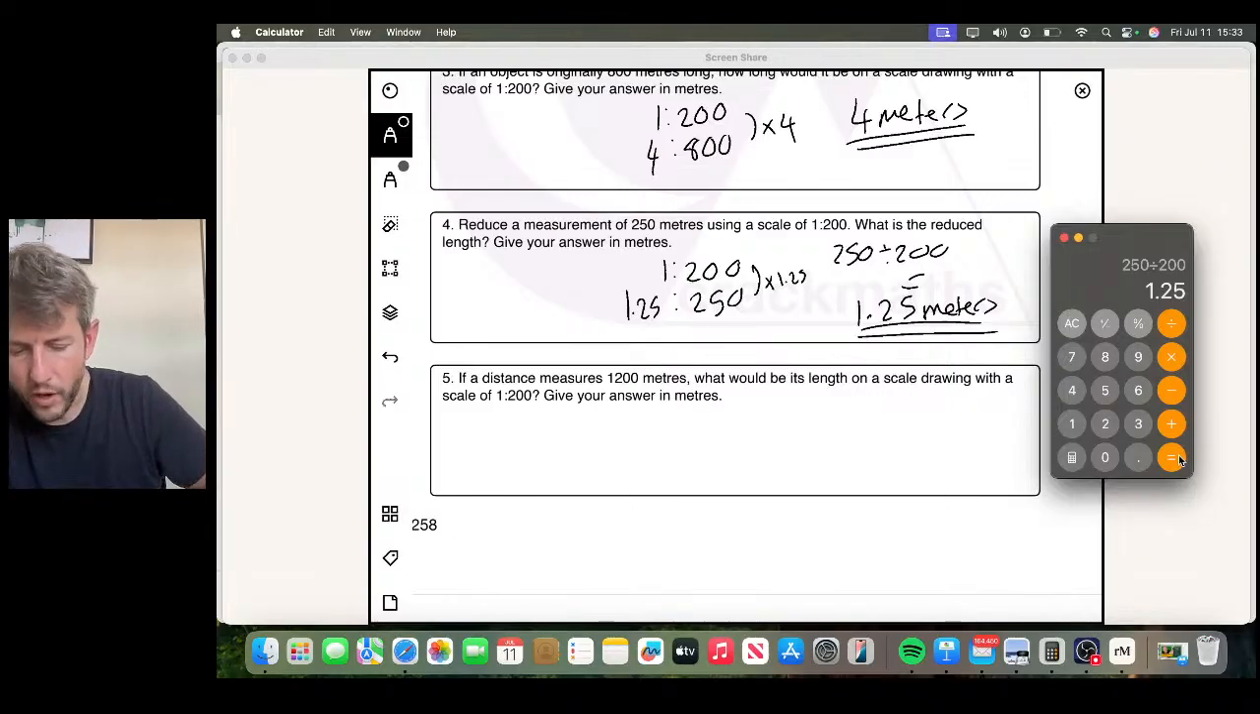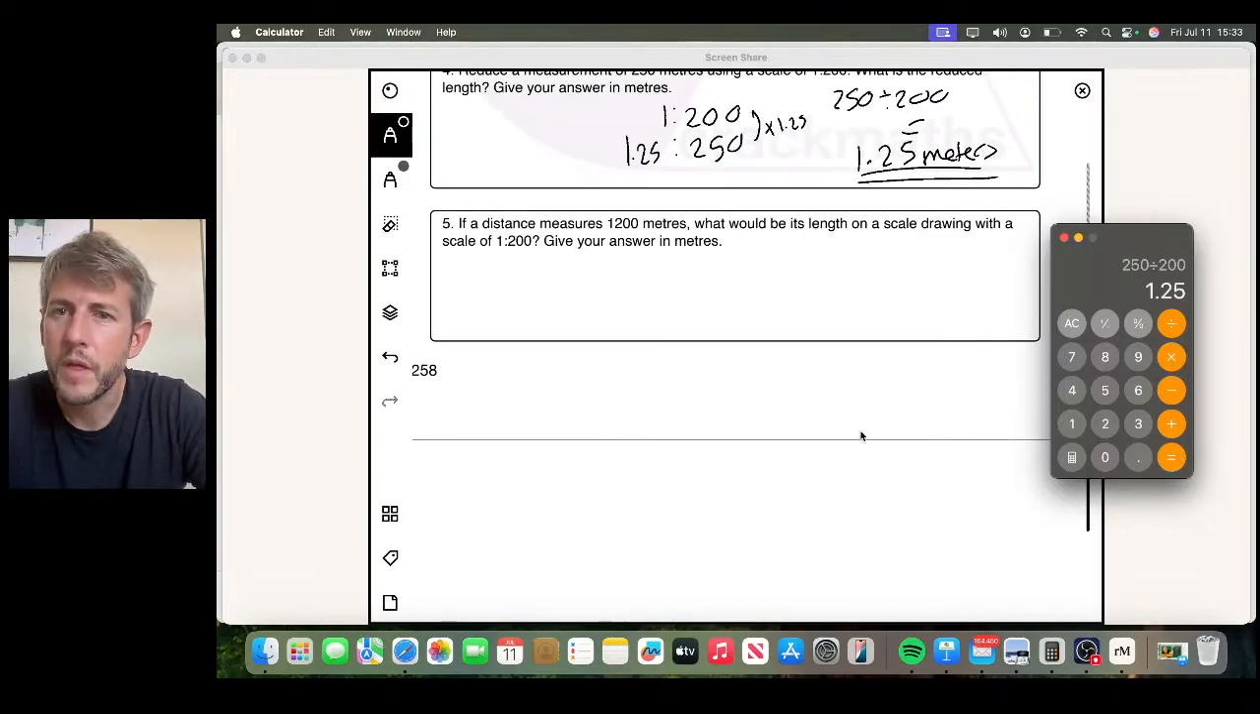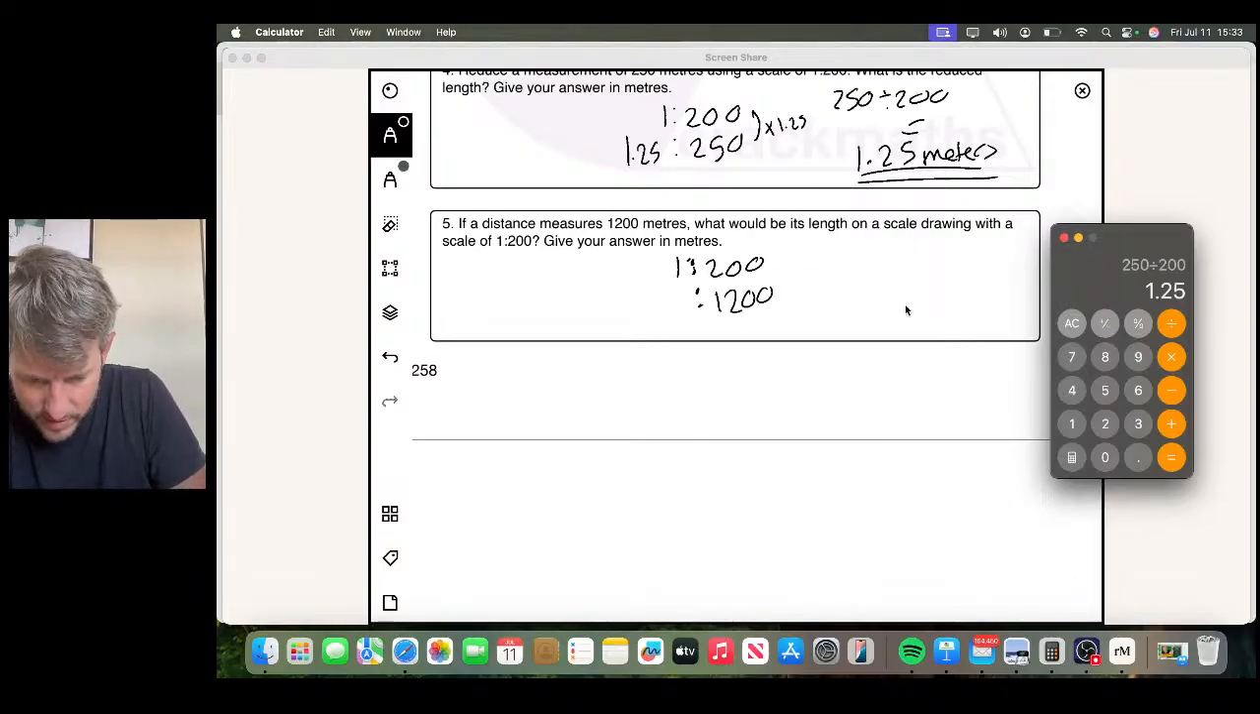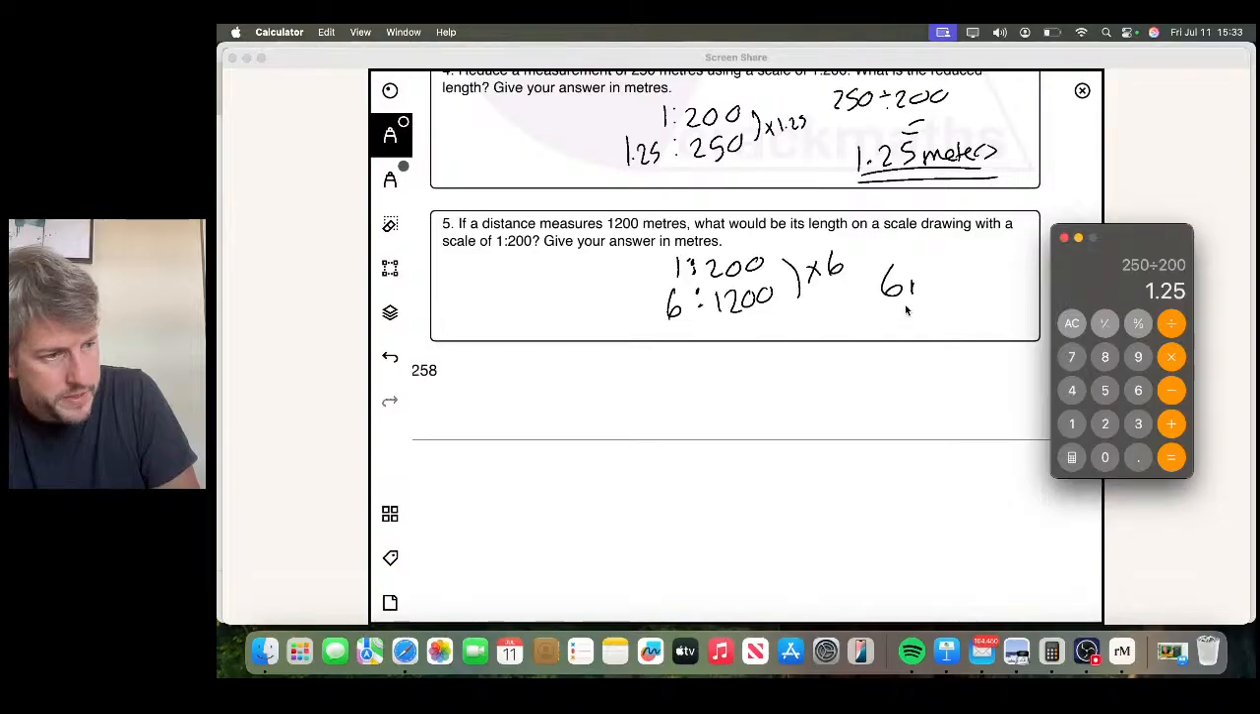Okay, right. Question 5. If a distance measures 1,200, what would its length be on a scale drawing with a scale of 1 to 200? Okay, so here we go. I seem to really like this 1 to 200 scale when I did this. Maybe I should go and change it a little bit. I don't think it matters too much. Here we go, so that's 6 lots of this. So the answer would be 6 meters.